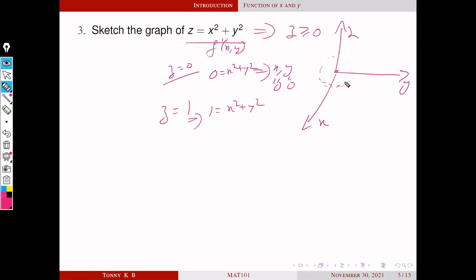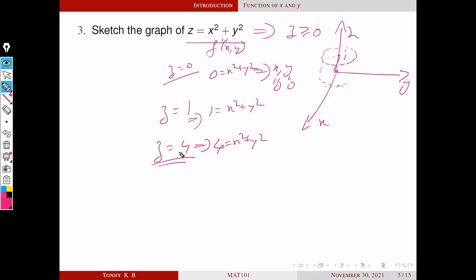But its z value is always 1. So this circle is not here. Its position is like this, somewhere here. This height is 1 unit. Clear? So if we choose another value, z equal to 4, then what happened? Then this equation becomes 4 equal to x square plus y square. Again, it is a circle with center origin and radius 2.